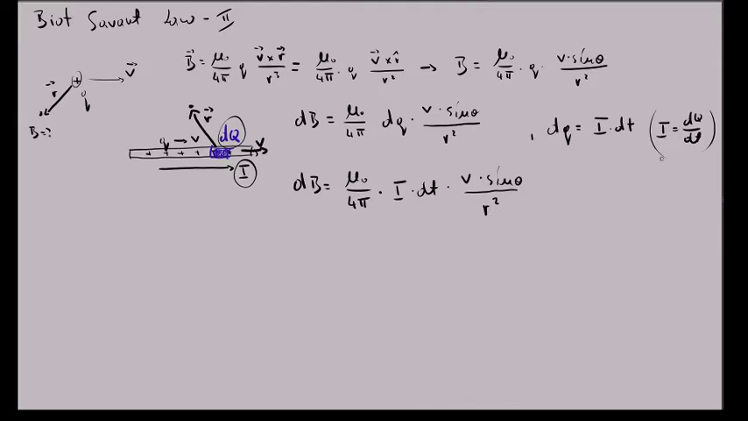Now, let's look at this here, v dt. So suppose that the charge starts here, my little dq starts here at this point, and then it moves to the right, and it ends up over here, and so it moves through some length L.